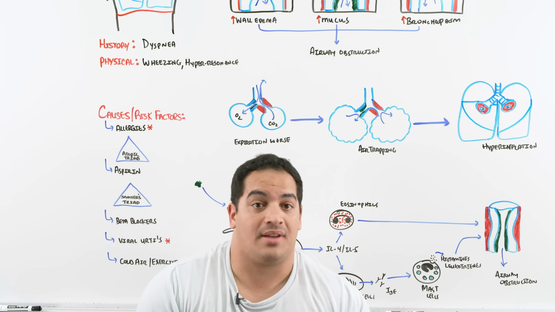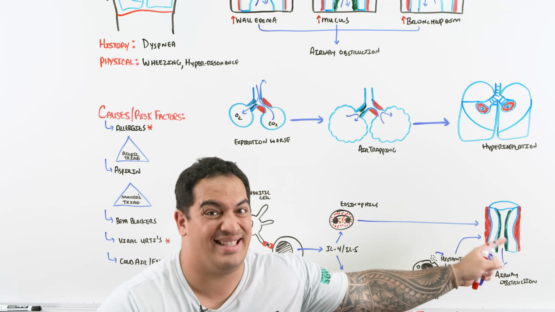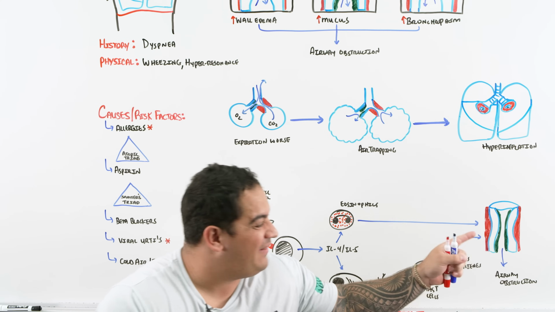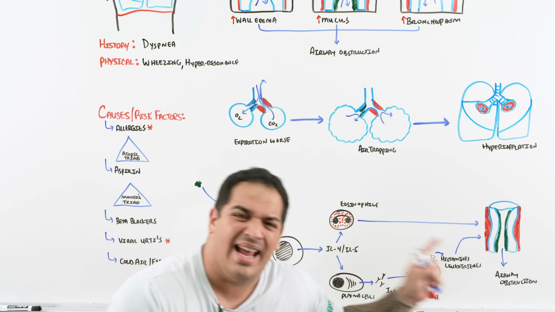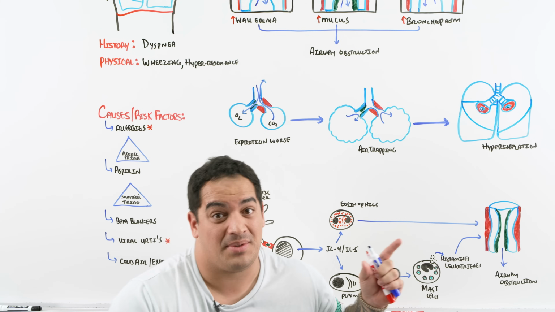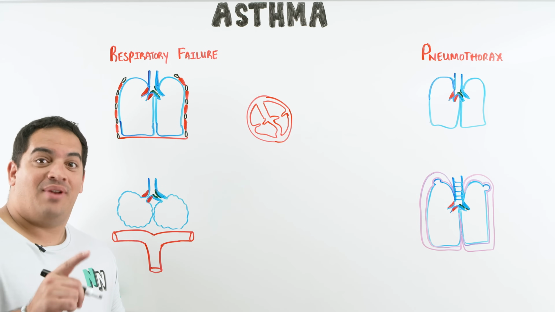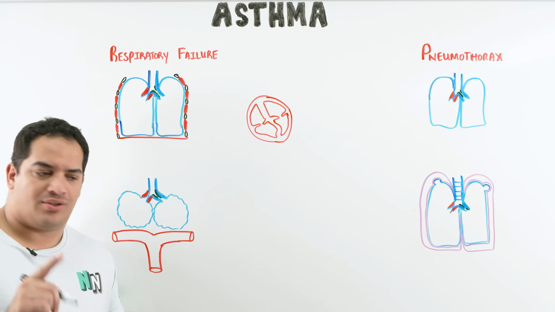Now, here's the next concept. What if a patient who has asthma really has intense bronchial wall edema, they have intense bronchospasm, they have intense mucus production, that it literally obstructs the airway so significantly that they develop scary complications from it? Let's talk about that next. All right, engineers, so now we're going to talk about the complications associated with asthma.